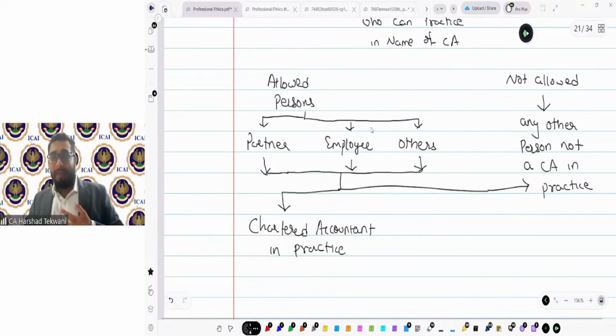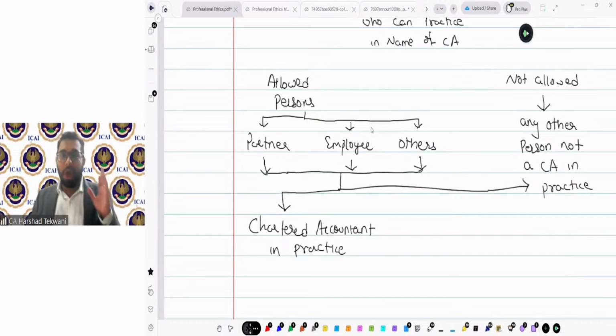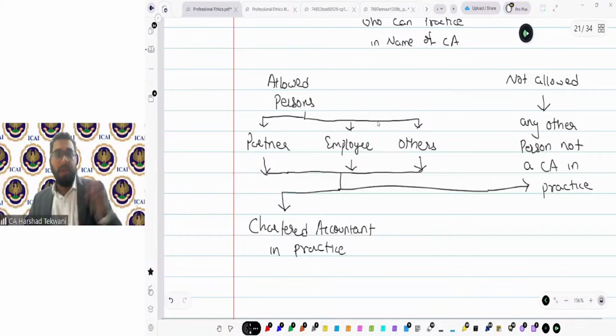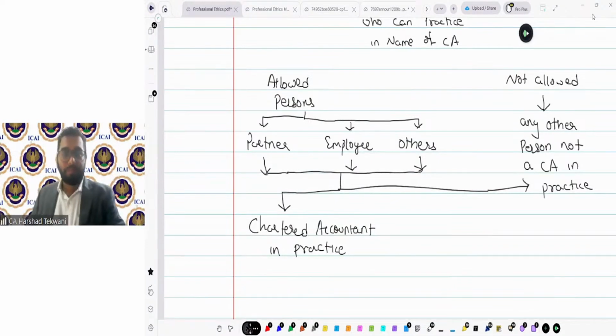For example, if I have a partner who is not a CA in practice, he cannot practice in my name as a chartered accountant. If I am not even a CA and a member, how can I show myself as a CA? A penalty will be attracted. And in this clause also, the chartered accountant who is allowing such a thing will be held guilty of professional misconduct. Clear?